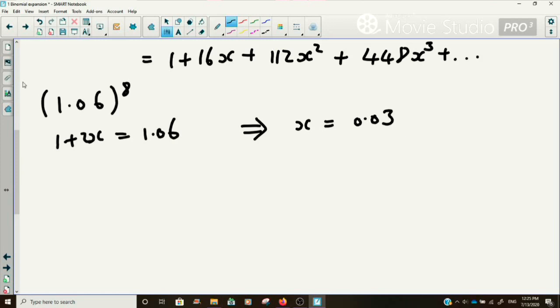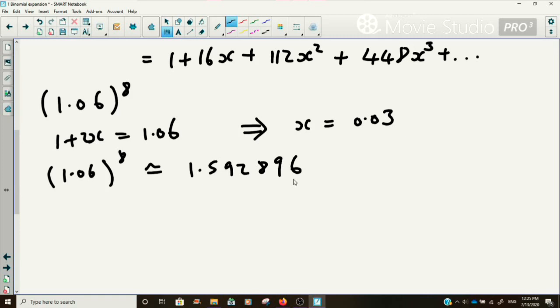Okay, so if you've substituted 0.03 into those 4 terms, you should get the value. So I'm just going to write this down. 1.06 to the power of 8 is approximately equal to 1.59286. Okay, so hopefully you got that value.